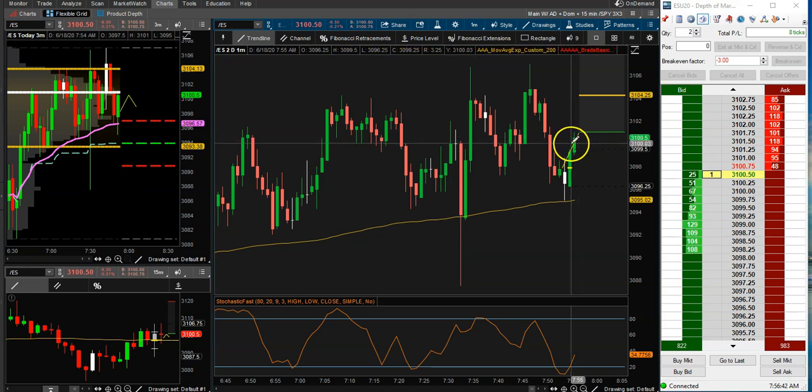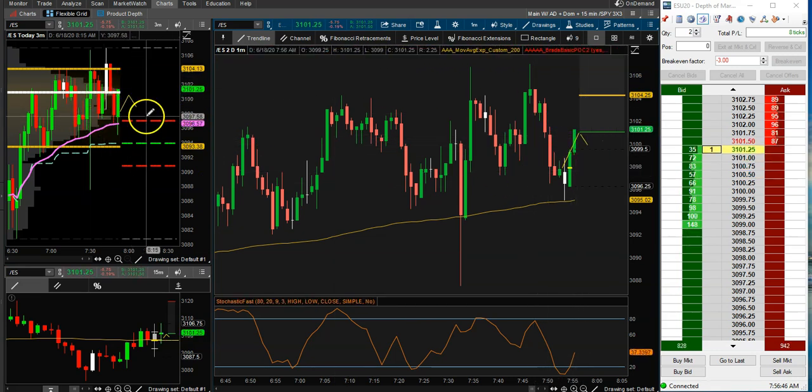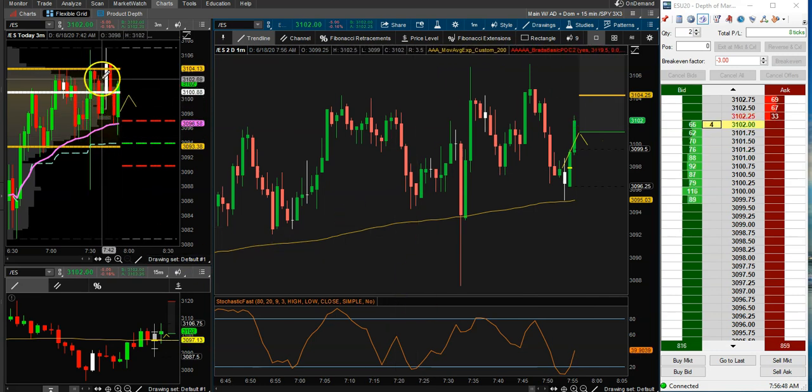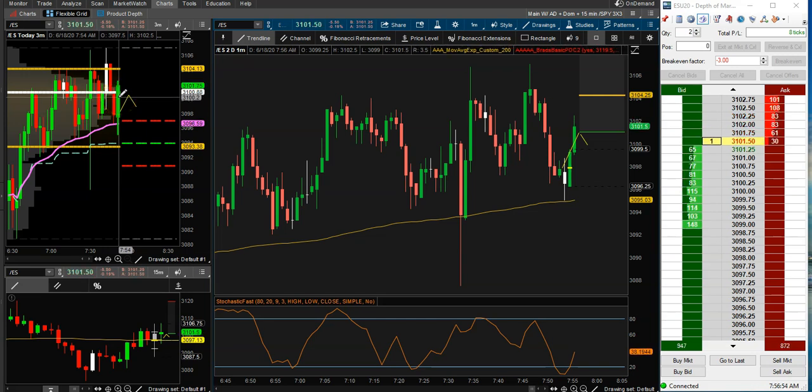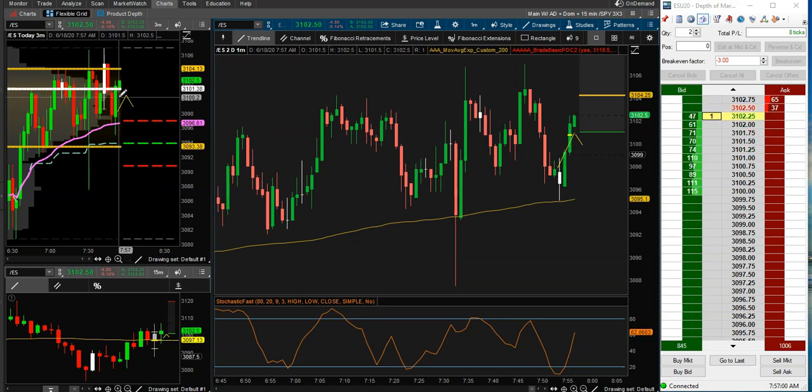So I hope this is helpful for you guys. Again, just looking for these quick little pops, using my Holy Grail market profile as a guide to actually enter trades. Really good. I hope this stuff helps you. Everything that I do is to try and help you guys become better traders, things like that.